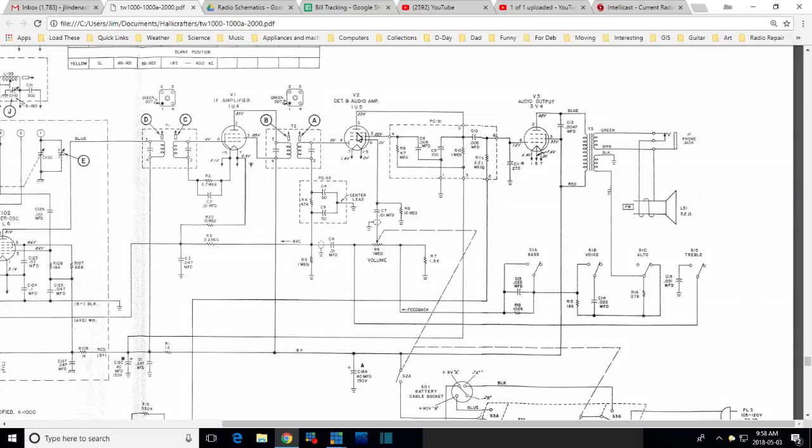So we should hear the radio at this point. No, we shouldn't. We should hear it down here. Where's the volume control? We should hear it at the volume control. So full radio signal should be here. Here we have a shielded cable coming to the volume control. Let's listen to that.